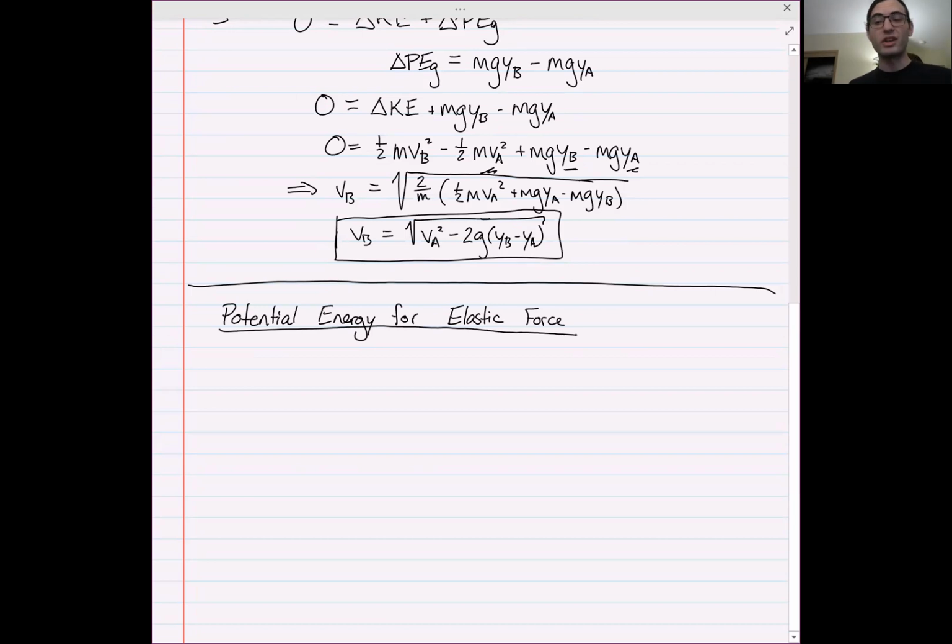Just as we figured out the potential energy function for gravity by looking at the formula for the work done by gravity and sticking a negative sign in front, we can do the same for the elastic force. So let's consider a mass on a spring, and we're going to use this to illustrate how we find the potential energy function.